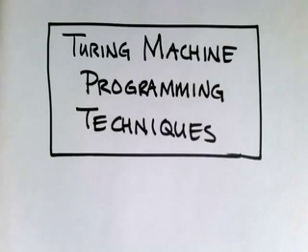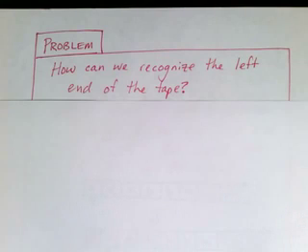We've already talked about what Turing machines are and described how they work. In this video, we're going to talk about some techniques for programming Turing machines. The first thing we'd like to be able to do is recognize the left end of the tape.